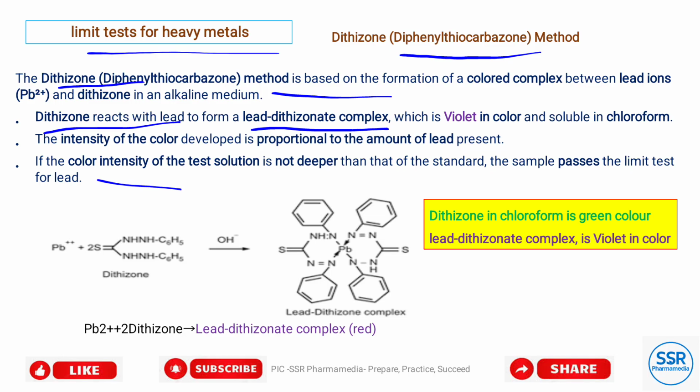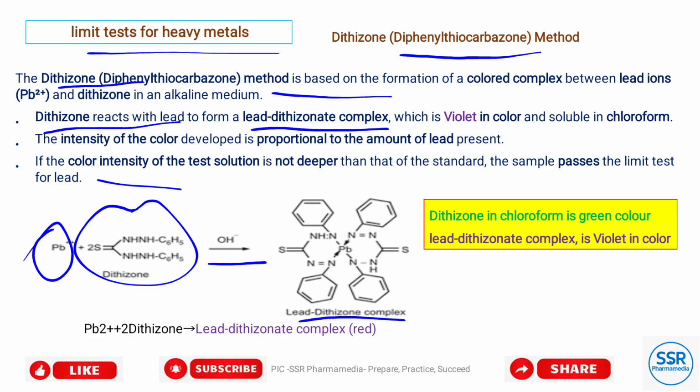If the color intensity of the test solution is not deeper than that of the standard, the sample passes the limit test for lead. So this is the reaction: the dithizone structure reacts with the lead ion in the presence of alkaline medium to form lead dithizone complex. The color of this complex is violet.